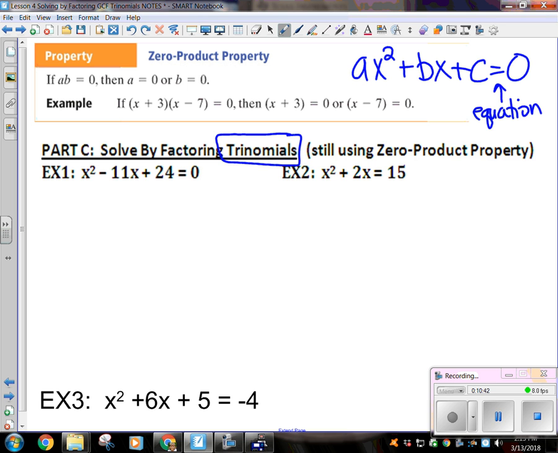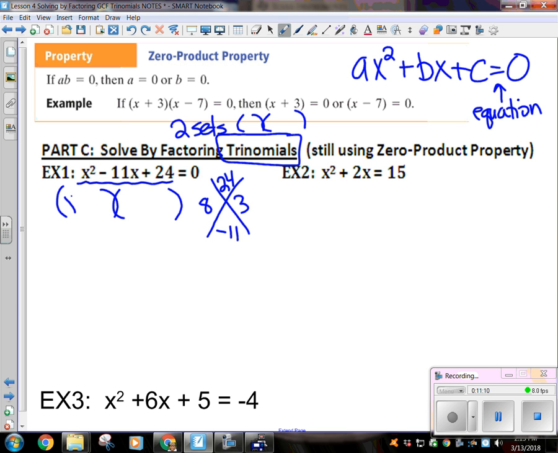All right, still using the zero product property, but now that I have a trinomial, I can factor trinomials into how many sets of parentheses? 2. So I'm looking for 2 sets of parentheses. What multiplies to be 24, where you can remember your X puzzle as an organizer, and adds to be negative 11? It is 8 and 3.